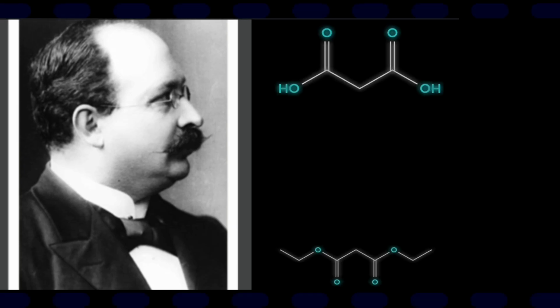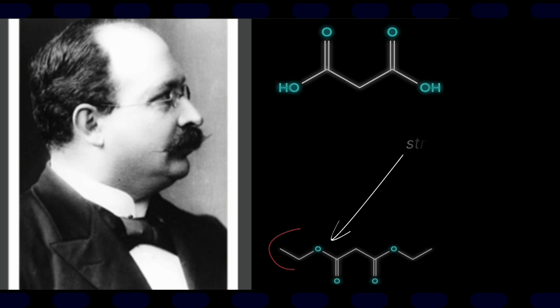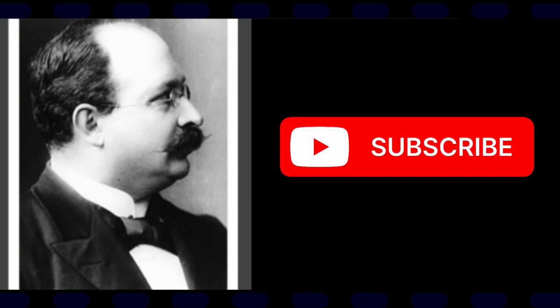At the turn of the century, Verley-Doebner introduced the use of malonic acid instead of diethyl malonate. The hydroxyl group in malonic acid is a better leaving group when protonated compared to the ethoxy group of the ester, diethyl malonate. The carbonyl carbon of malonic acid is susceptible to nucleophilic attack. With piperidine as the catalyst and pyridine as the solvent, the procedure proved to be highly efficient at producing alpha-beta unsaturated carboxylic acids.